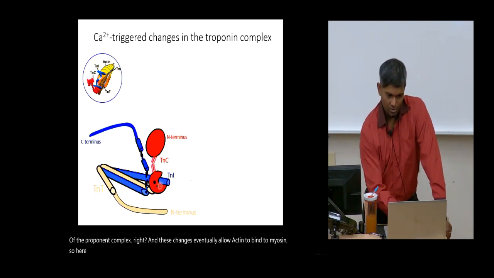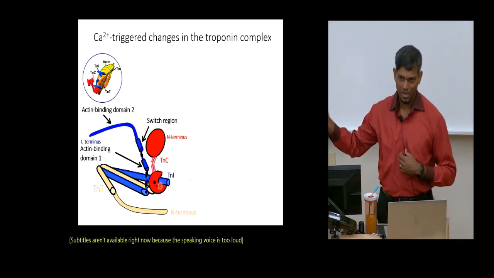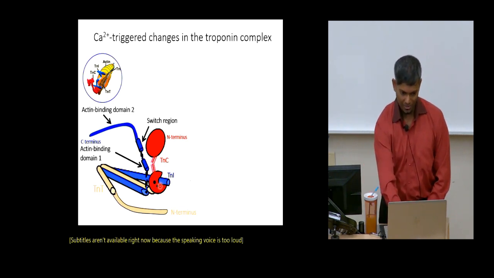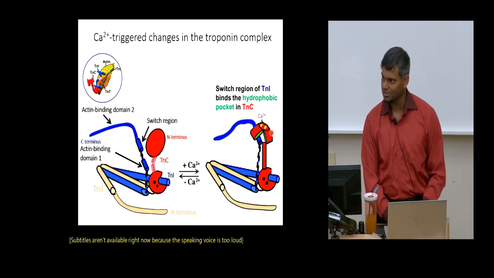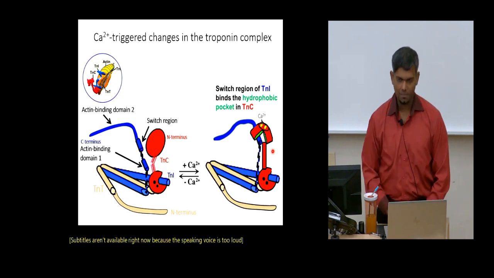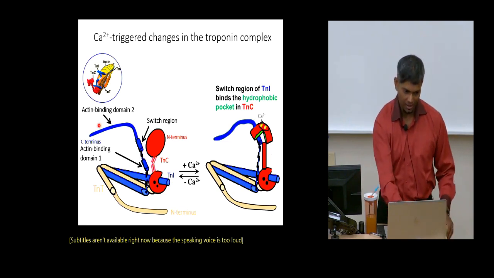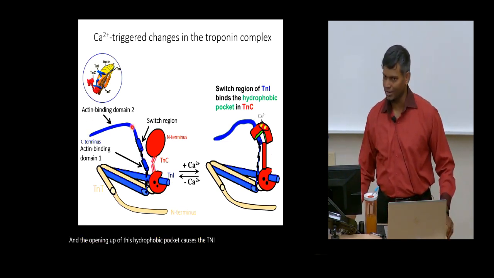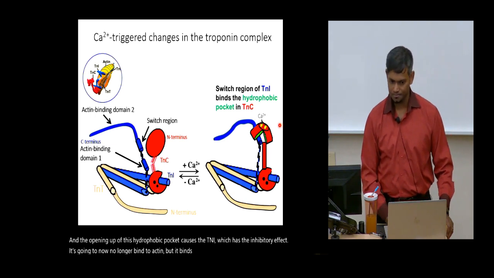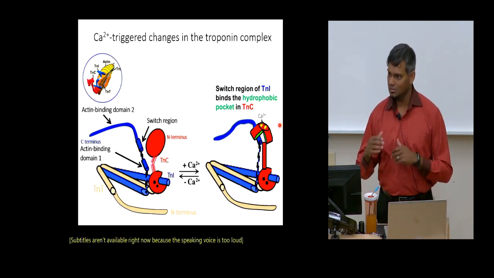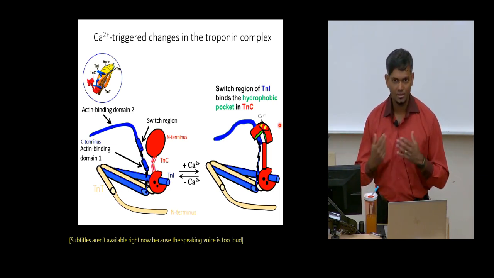So here is the troponin C subunit shown here in red, and I just want to point out that there are different regions, right? I'm not going to ask you to memorize this, but just notice that when calcium, shown here as yellow circles, binds to the TNC subunit, there is this hydrophobic pocket in the TNC which opens up. And the opening up of this hydrophobic pocket causes the TNI, which has the inhibitory effect, to no longer bind to actin, but to bind to troponin C. And this structural change will lead to other changes which permit actin and myosin to interact. All right, so let's see how this takes place.